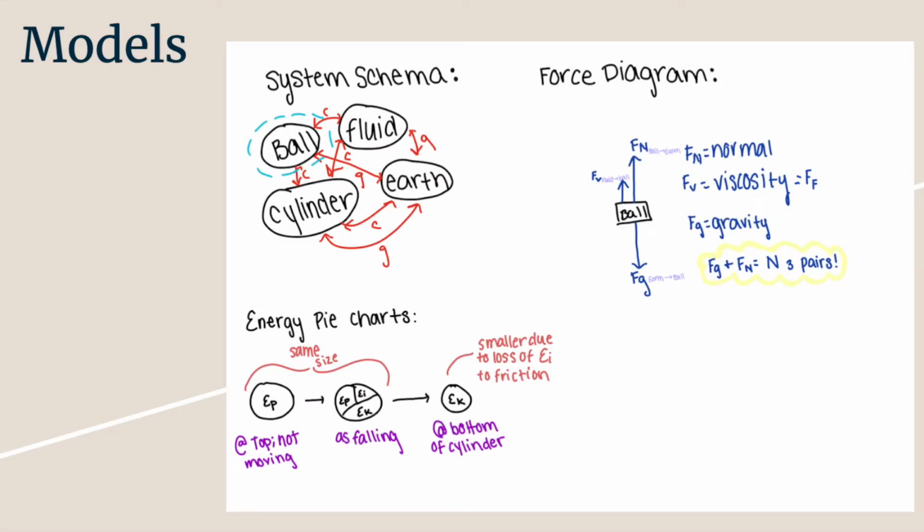For our models, our system schema, the ball is the only thing within our system. However, there is also fluid, the cylinder, and the earth, which have contact with each other, and the earth has gravitational effect on everything.